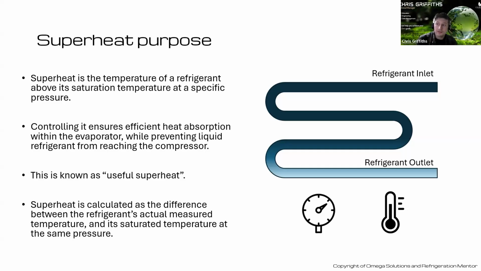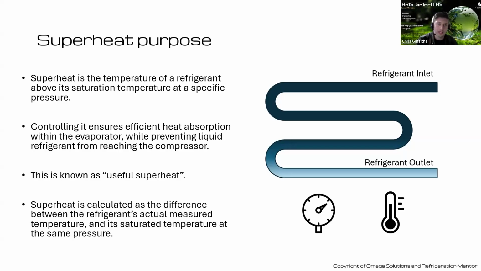Controlling it ensures we have sufficient heat absorption within the evaporator to actually absorb that heat that we need to produce our cooling effect, whilst preventing liquid refrigerant or anything which hasn't boiled off yet from reaching the compressor. So it protects our system at the trade-off of slightly less efficiency by not having a completely flooded evaporator. This boiling off in the evaporator is what we call useful superheat.